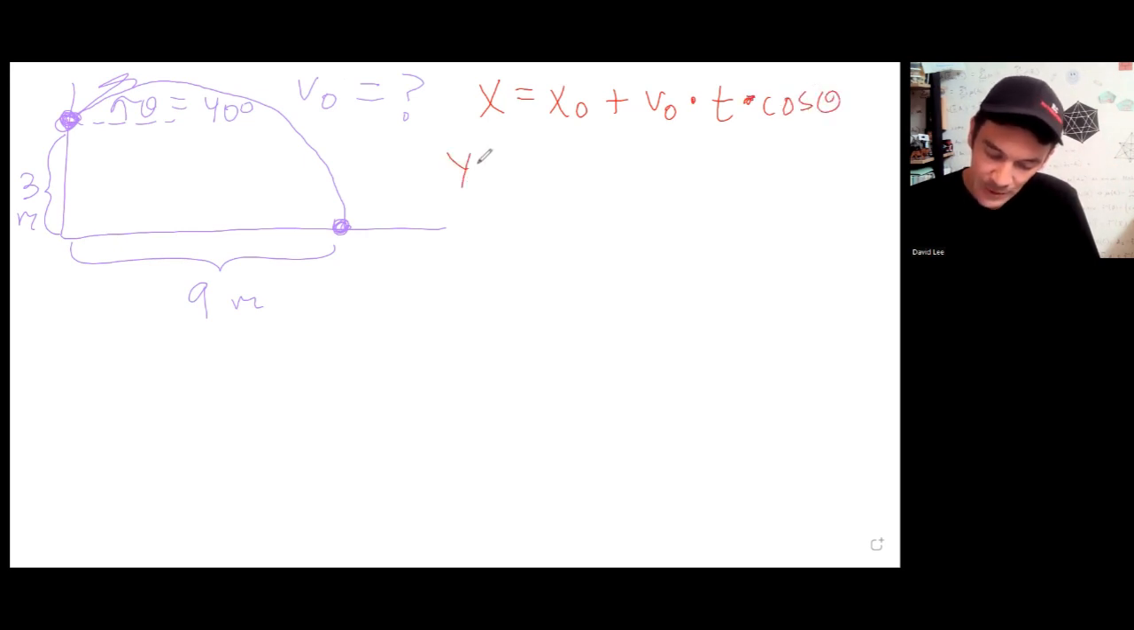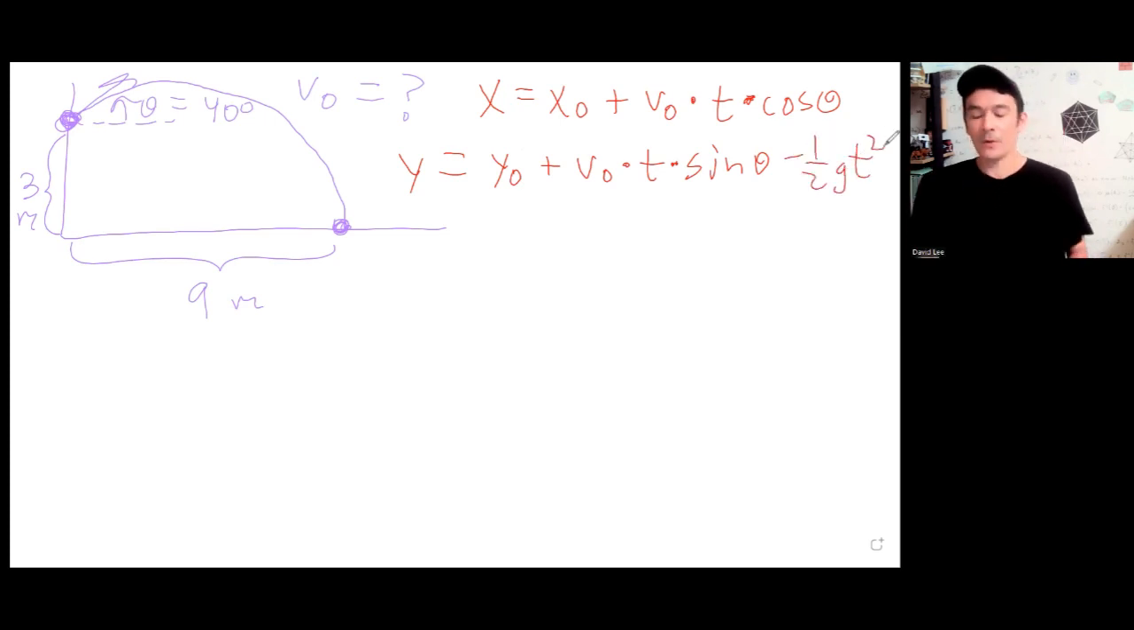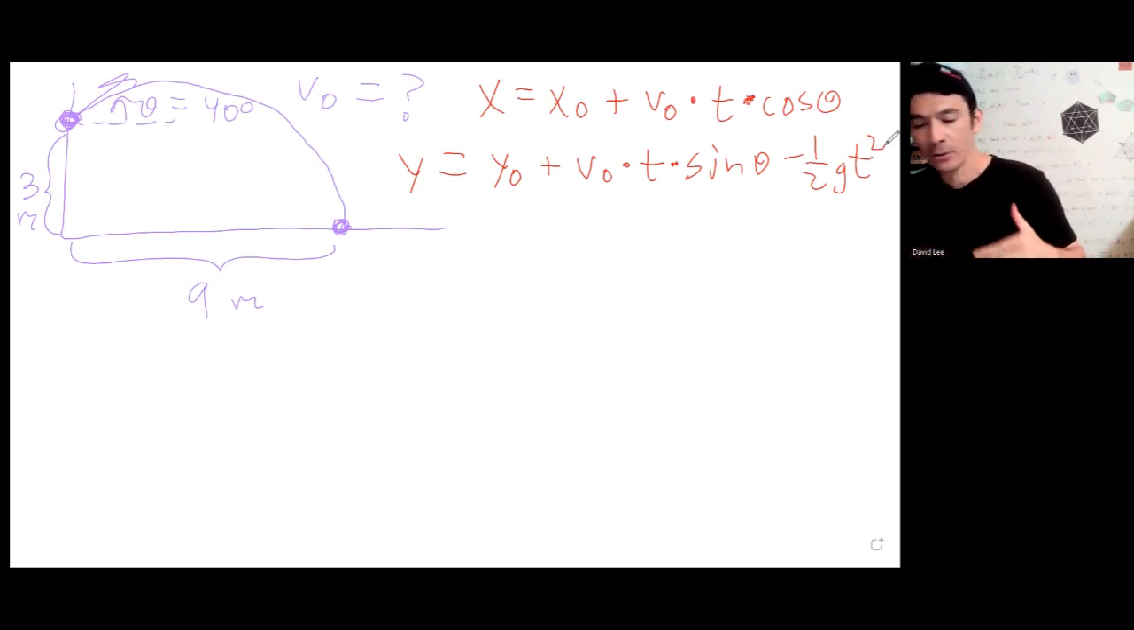And a separate equation, let me write that a little bit more to the left. We're going to need some space for the y equation. Y naught plus v naught times time times sine of theta minus 1/2 gt squared. Here we go. So we have two equations, one for the x coordinate, one for the y coordinate.